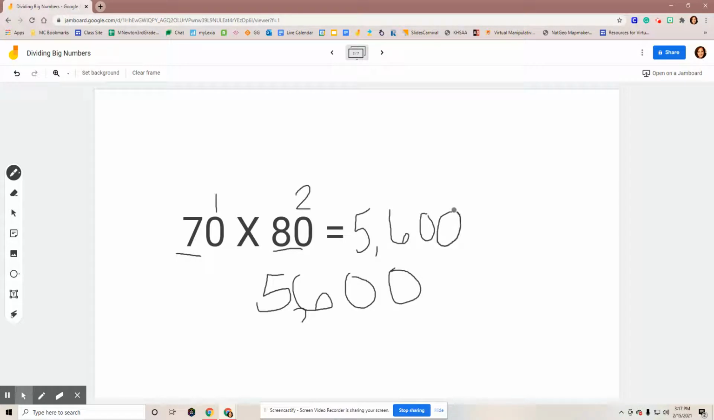5,600. Then we get to the comma. Okay, so we have already gone over this. We know how to multiply hard numbers.